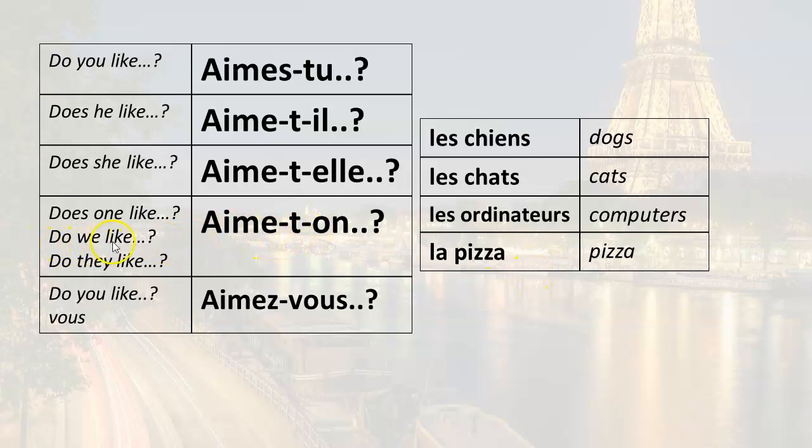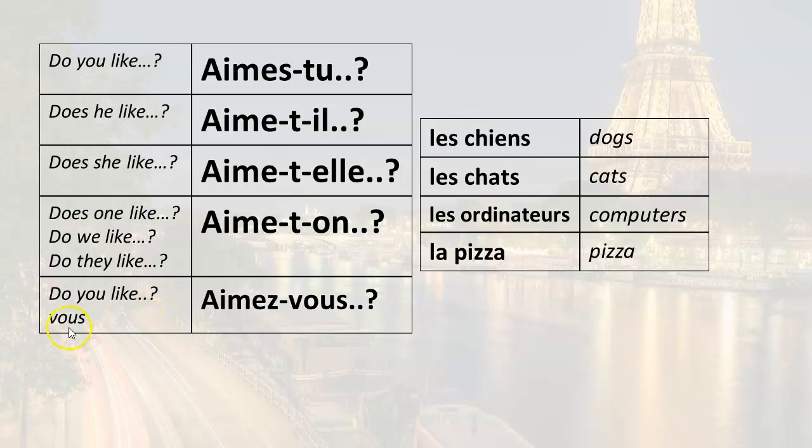So, on means several things. We're going to go ahead and go with the do we like, okay? Aime-t-on? Do we like dogs? Aime-t-on les chiens? Do we like cats? Aime-t-on les chats? Do we like computers? Aime-t-on les ordinateurs? Do we like pizza? Aime-t-on la pizza?